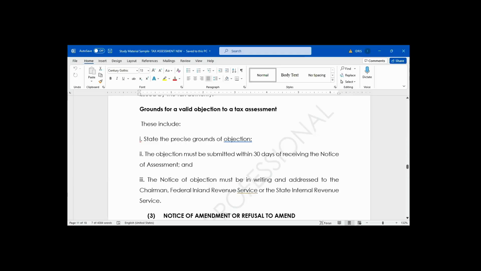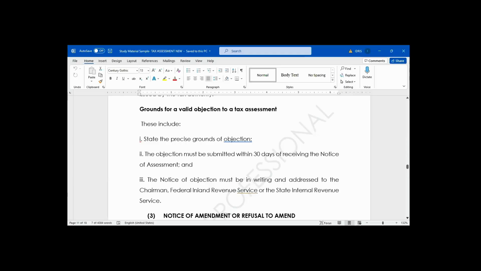You may be asked, some questions normally come from notice of objection. They ask you what are the grounds for valid objection. State the precise ground of the objection. The objection must be submitted within 30 days of receiving the notice of assessment. The notice of objection must be made in writing and addressed to the chairman of either Federal Inland Revenue Service or State Internal Revenue Service.